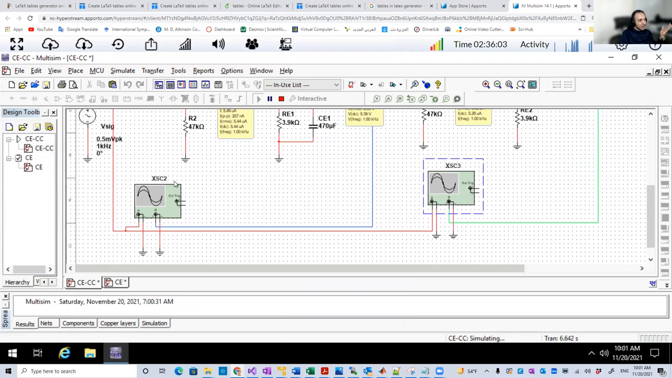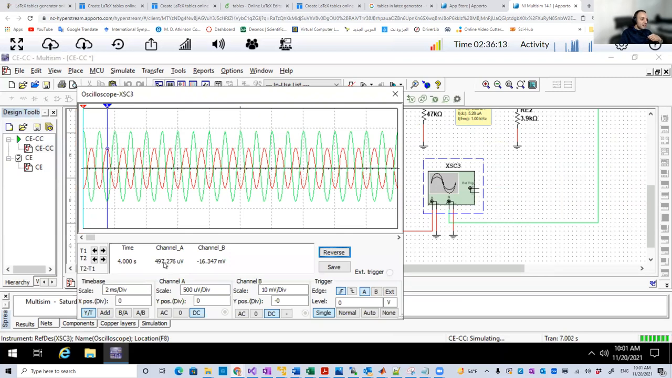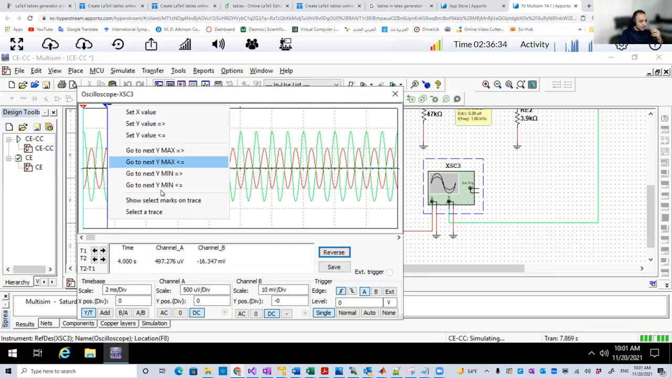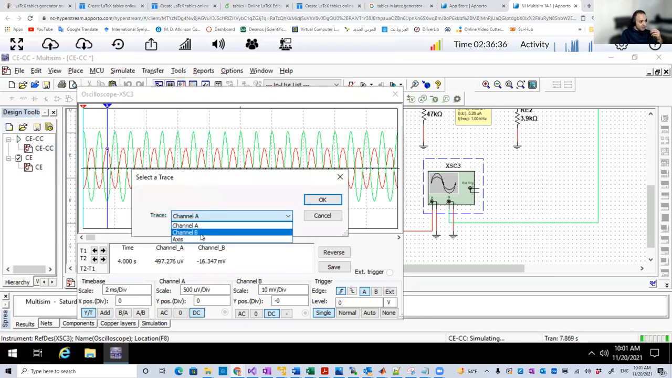So it's known here. Look, guys, this is our input. We set it to 0.5 millivolt peak. So if we go back here, yes, it's 0.5 milli, around 500 micro, which is 0.5 millivolt. And the output is minus 16, because at the same peak in the input, it's a minimum in the output. And if we change and verify this from the max, we're going to put this as B.